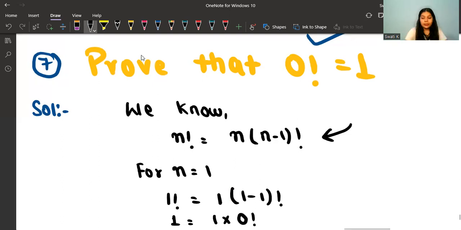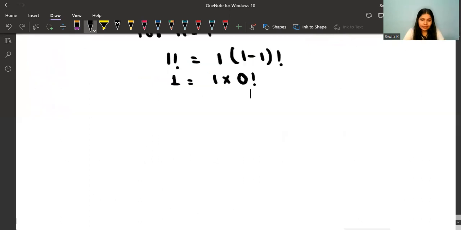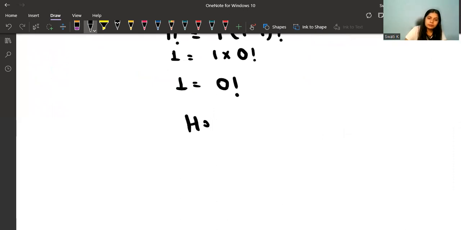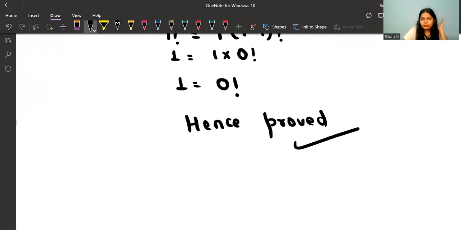Now here what I'll do, I will shift that 1 to the other side. Imagine I'm shifting the 1 to the other side. So 1 divided by 1, that is 1 only, is equal to 0 factorial. And hence, proof. We wanted to prove this only, that 0 factorial is 1. We have proved it. And that's the proof. Let's move to the next question.